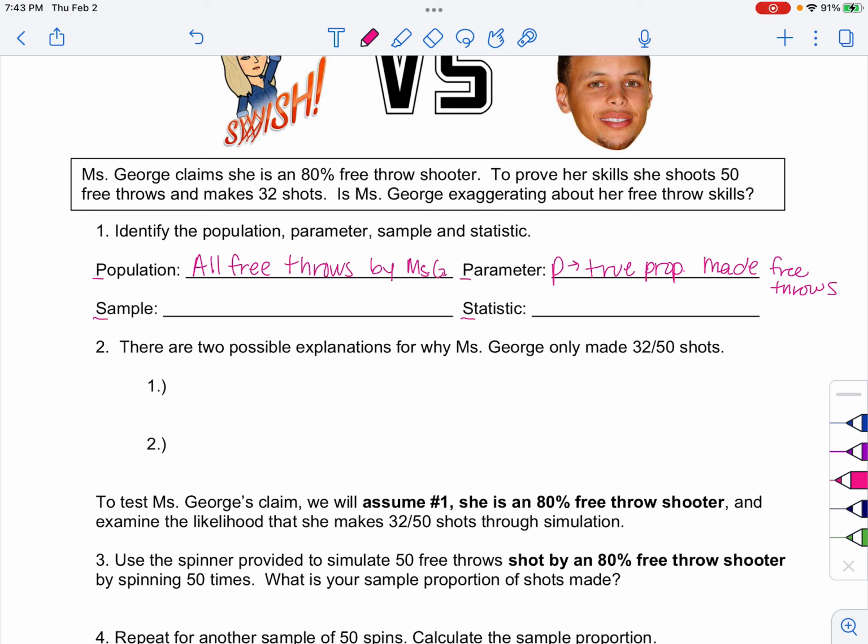Now, the sample is the 50 free throws that I shot. And P hat, coming from, again, our sample, P hat is 32 made shots out of 50 for a sample proportion of 0.64. Clearly, I was having just a little bit of a bad day.